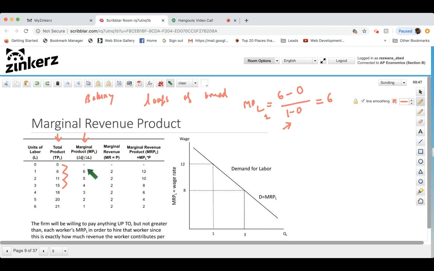Why is marginal revenue always equal to 2? Okay, so this is what I'm getting to right now. Remember, we assumed that we're talking about a perfectly competitive labor market. That is on the factor side. But the other thing we're going to assume here is that we also have a perfectly competitive product market.